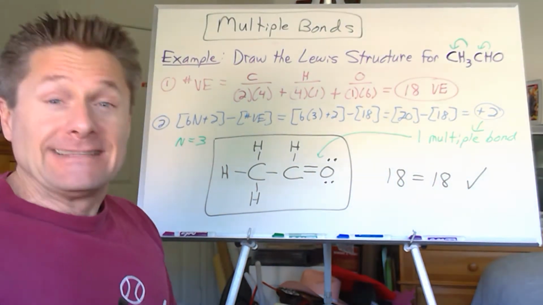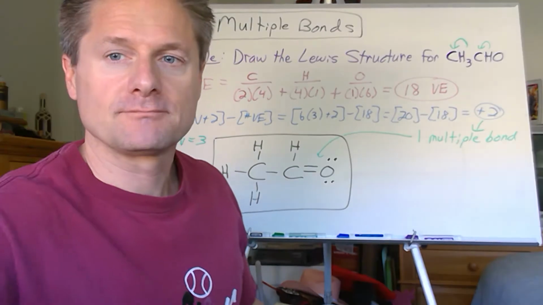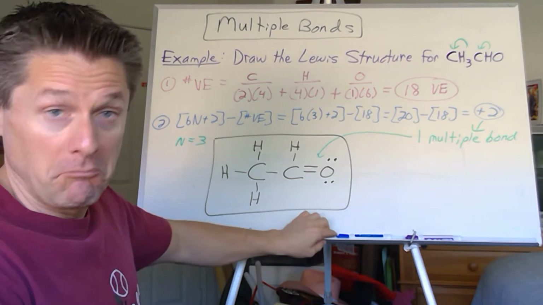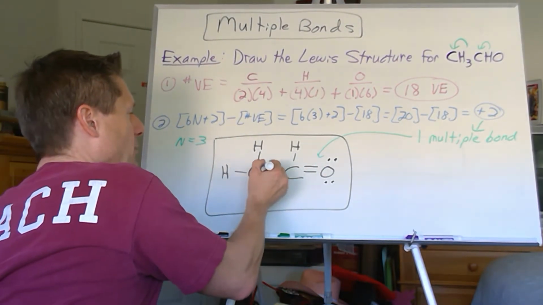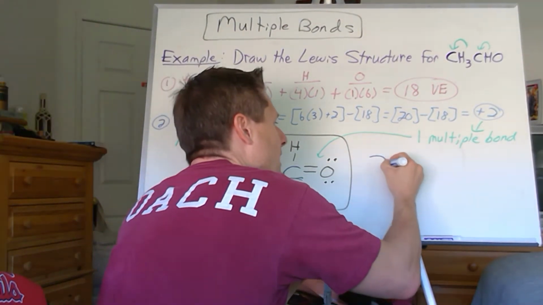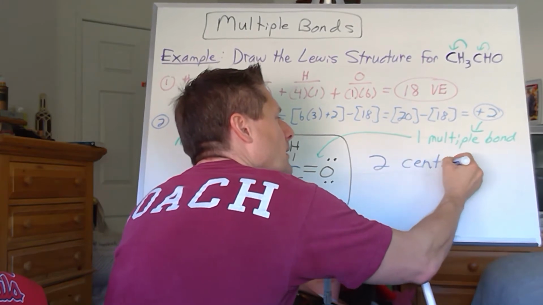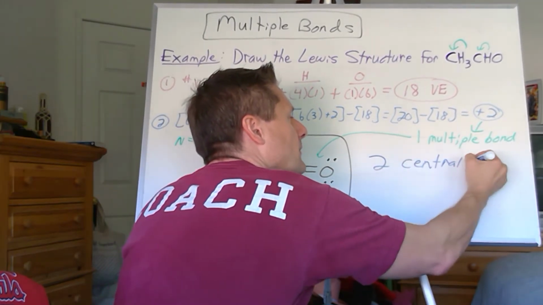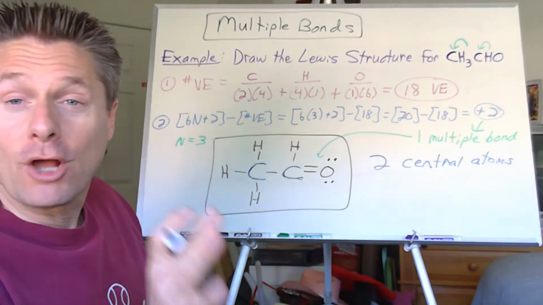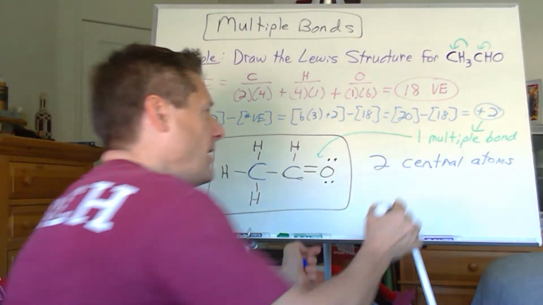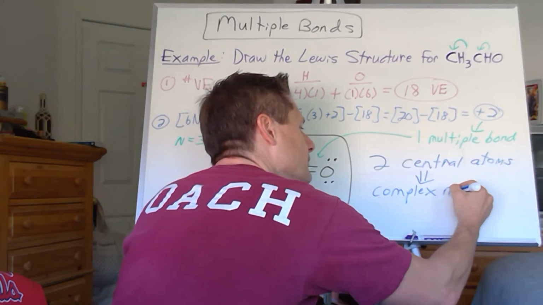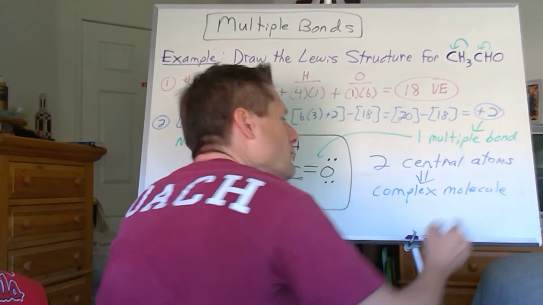You want to do a harder one? Yes, let's do one more that's really difficult. Before we do a harder one, I wanted to point this out. See how we have 2 central atoms here? Everybody see that? So these are both central atoms. I'll put these in blue because they're bonded to more than one other atom. So we have 2 central atoms, carbon 1 and carbon 2. That is no longer a simple molecule. A simple molecule has 1 central atom, so this makes this a complex molecule.